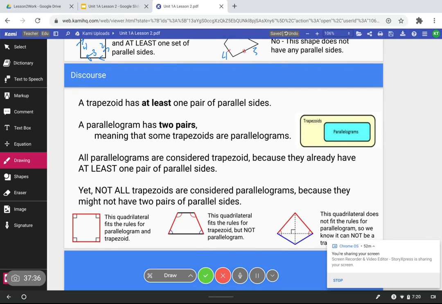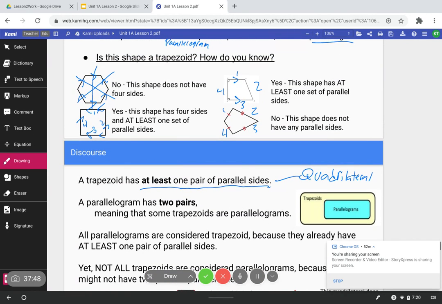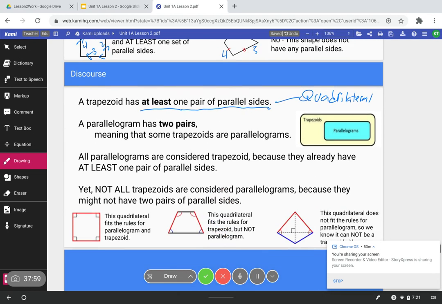A trapezoid has at least one pair of parallel sides, and it must be a quadrilateral. Because look, as we saw here in the hexagon, yes, there are parallel sides, but this shape has 6 sides. It needs to have 4.